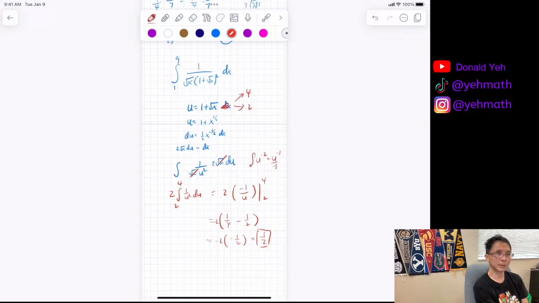I think 61. Wait, where is the negative? Oh, is it negative? No, at a negative sign, I factor out the -2, and it'd be 1/u. And I plug in 1/4 and 1/2.